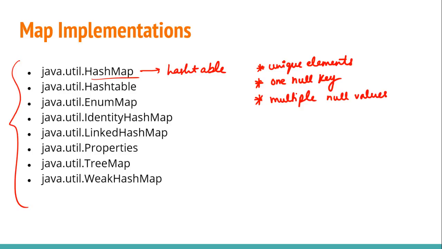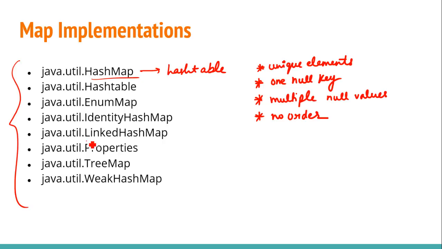All right. Now, how is the data ordered in a hash map? There is no order to data stored in a hash map. All right. So these are a few of the characteristics of a hash map. Now let's take a look at some other implementation.